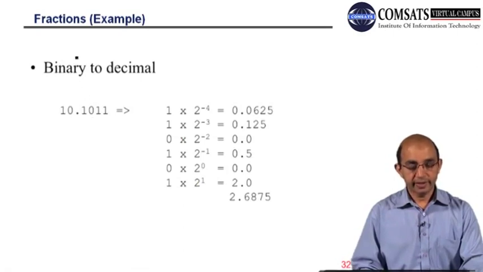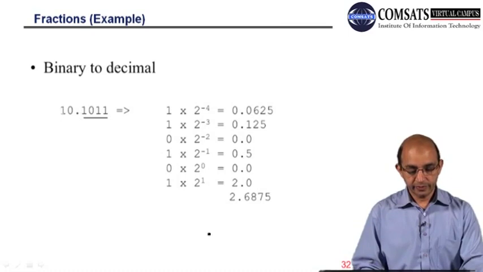So binary to decimal, right? So we are handling fractions over here, right? So 1 into 2 raised to the power minus 4, 1 into 2 raised to the power minus 3, right? So we have started from here, 2 raised to the power minus 1, 2 raised to the power minus 2, 2 raised to the power minus 3, and 2 raised to the power minus 4, because we have 4 binary digits after fraction, right?